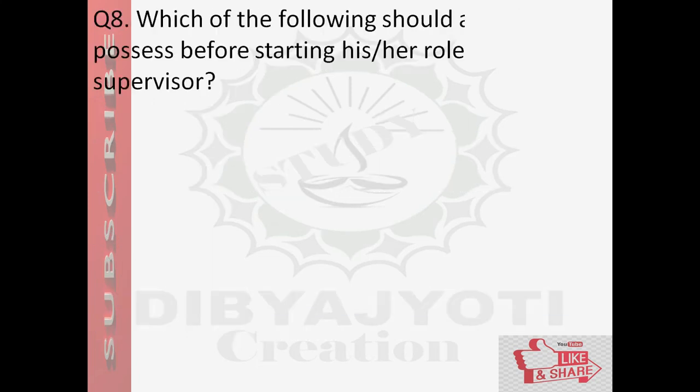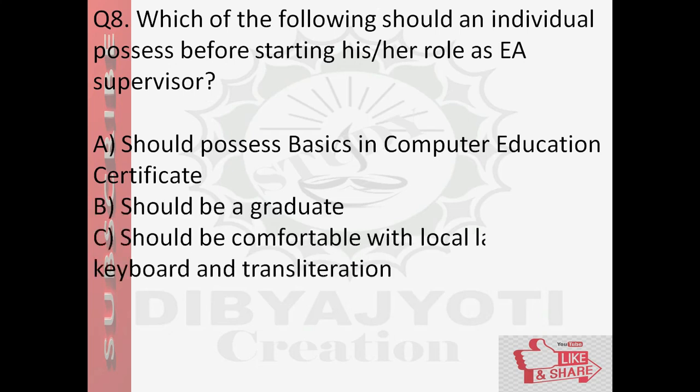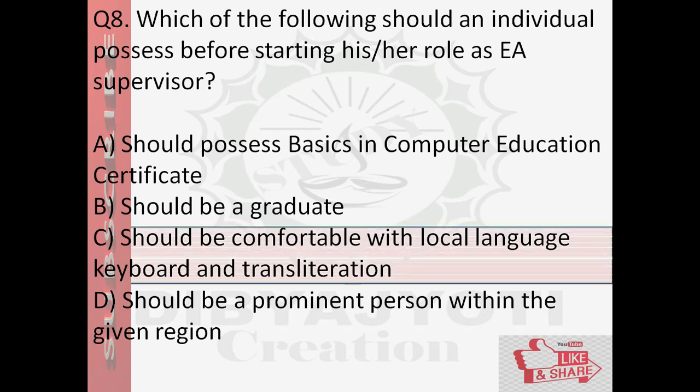Then next, which of the following should an individual possess before starting his or her role as an enrollment agency supervisor? Options are: option A, should possess basic computer education certificate. Option B, should be a graduate. Option C, should be comfortable with local language, keyboard and translation. Option D, should be a prominent person within the given region. And the answer is option C, should be comfortable with local language keyboard and translation.